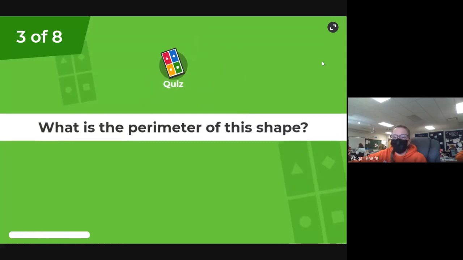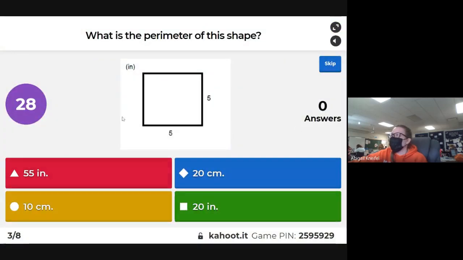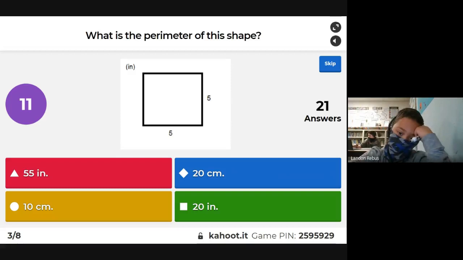Question 3. What is the perimeter of this shape? Perimeter of this shape. No. Landon, there's no reason to unmute ourselves.